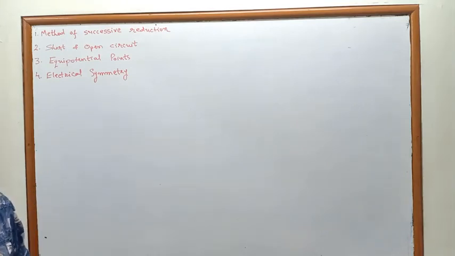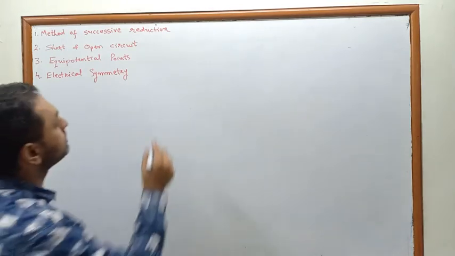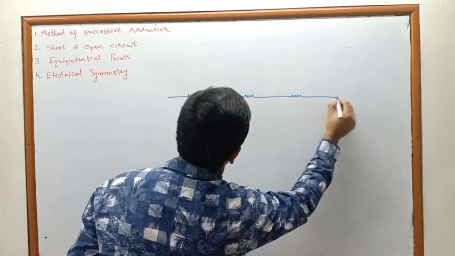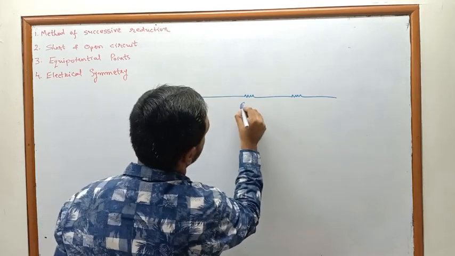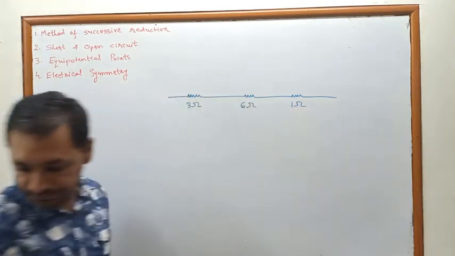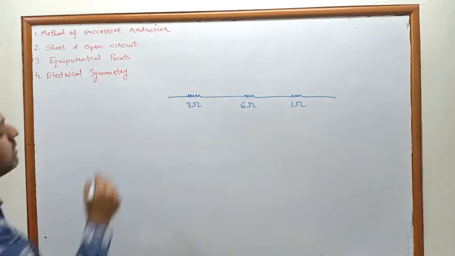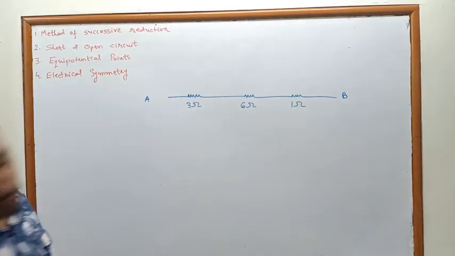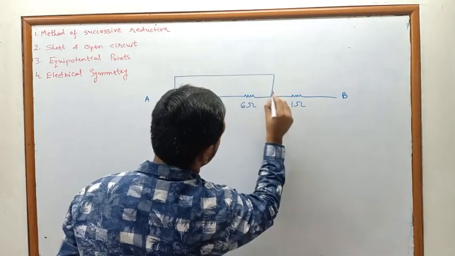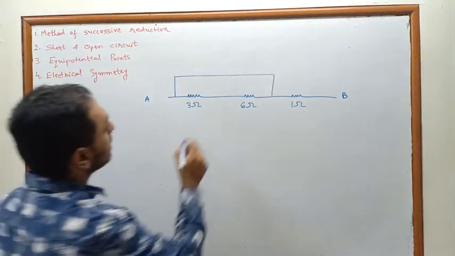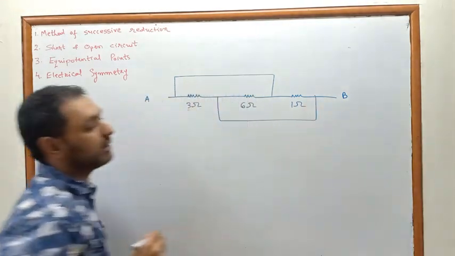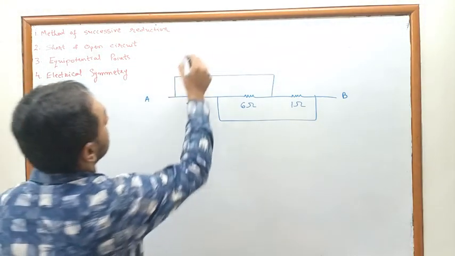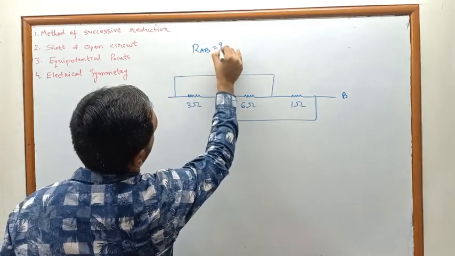Suppose you are given this network: 3 ohm, 6 ohm and 1 ohm. This is point A and point B. Now you have one short circuit connection like this and another short circuit connection like this. What you have to do is find the equivalent resistance between points A and B.